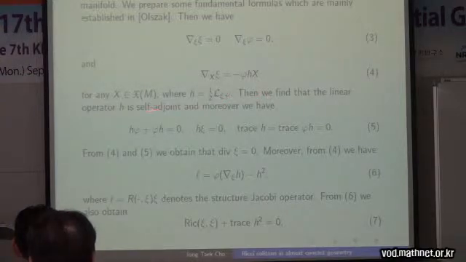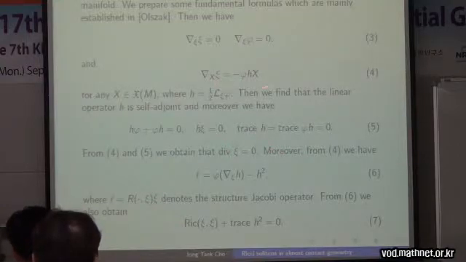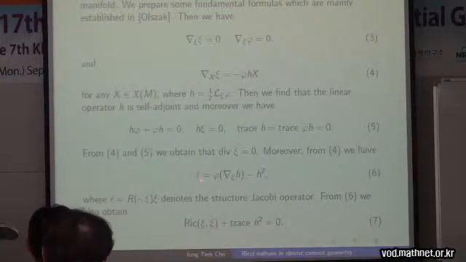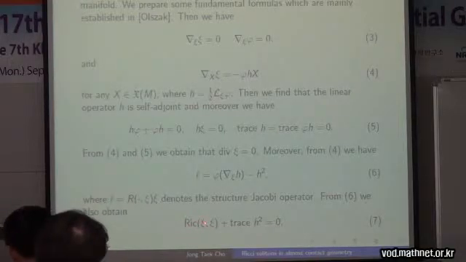Then we find that the linear operator h is self-adjoint, and moreover, it satisfies these equations. From 4 and 5, we obtain that the divergence of ψ is 0. Moreover, from 4, we have the characteristic or structure Jacobi operator written by this formula. From 6, we also obtain the Ricci curvature for the direction ψ plus trace of h squared is 0.